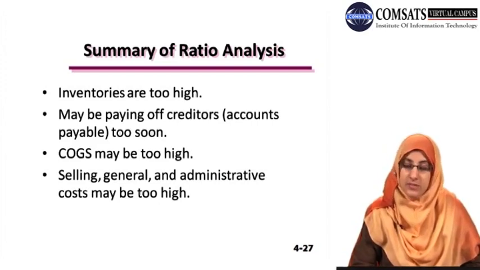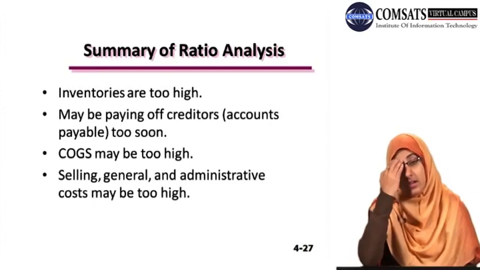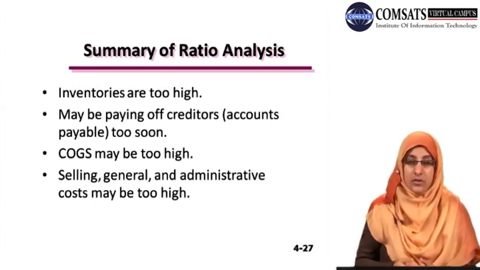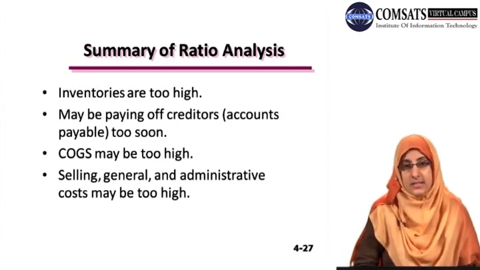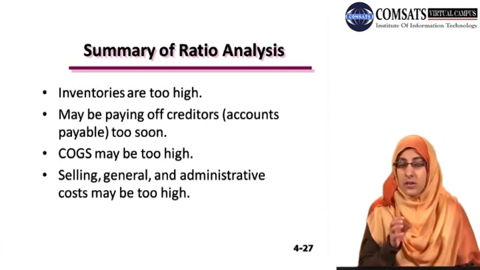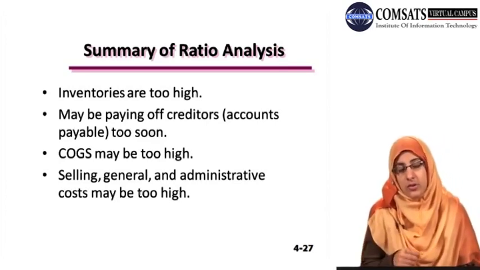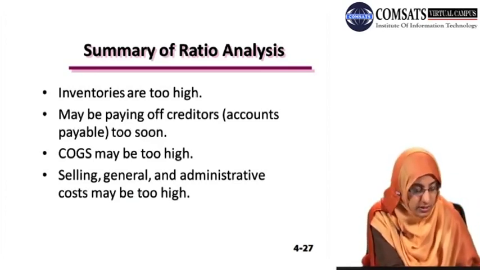Then selling, general and administrative cost may be too high as well. The same explanation, that after cost of goods sold, your gross profit, and then net profit margin is also very low. That indicates that not only your cost of goods sold, but your other expenses are going very high as well. You have to control all your expenses. You have to have control over your cost and expenses of the firm.